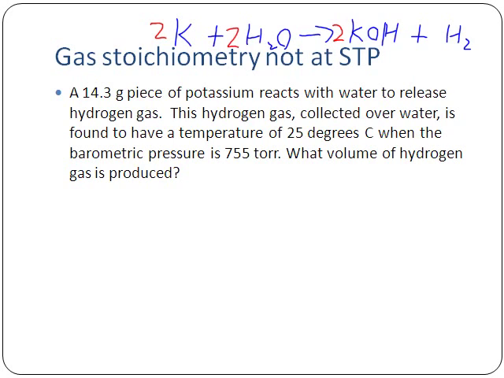So now we have 2 oxygens on the left and 2 oxygens on the right. Currently this gives us 4 hydrogens. We have 2 that are in the KOH, and so we'll need 2 more right here. So this should balance. So we have 2 potassiums on the left, 2 potassiums on the right.